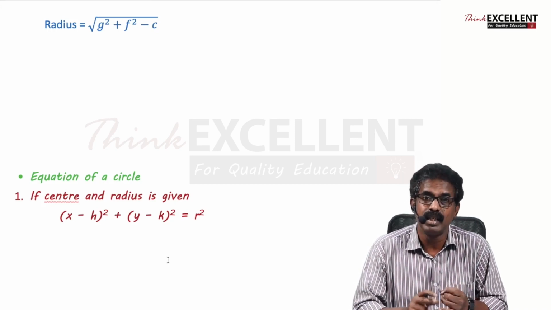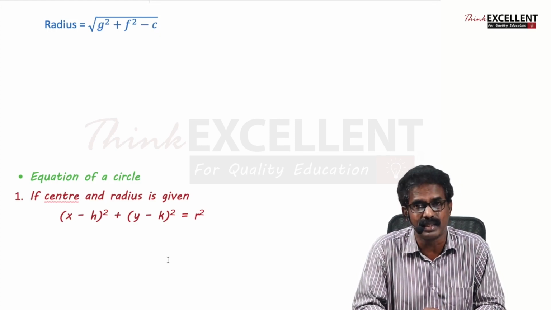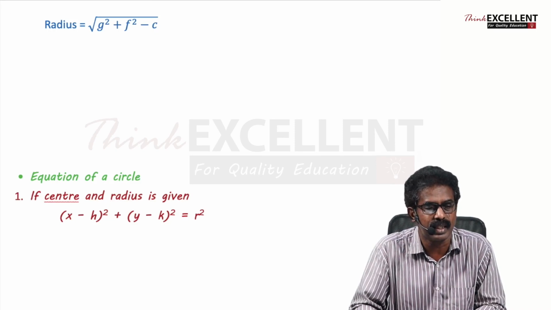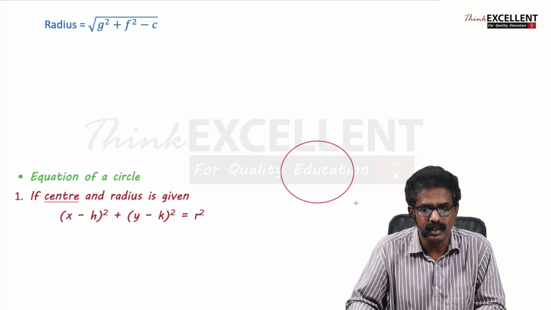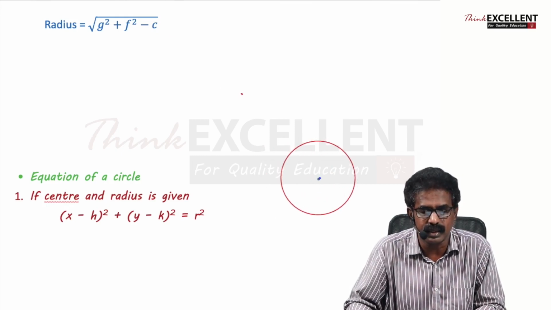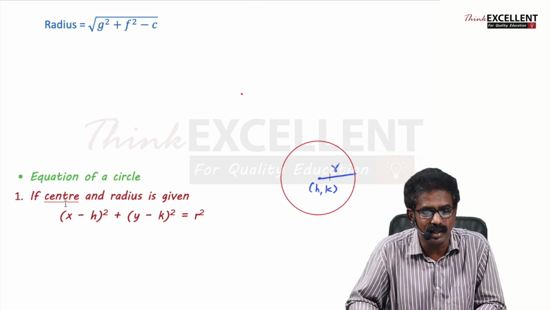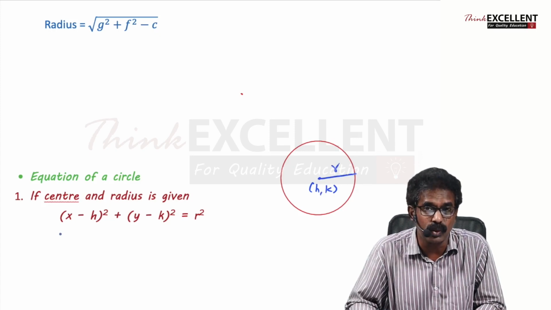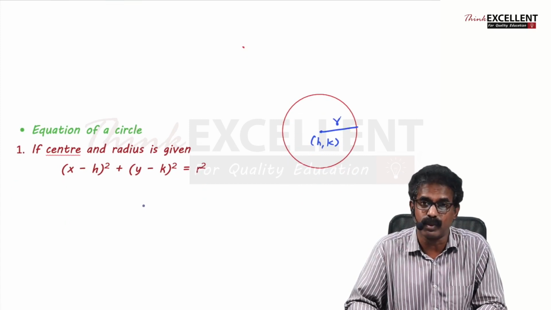In the first case, they give center and radius. Suppose for a circle, I am taking the center, say this is the center, h comma k, and the radius is r units. If you know center and radius, then the formula is x minus h the whole square plus y minus k the whole square equal to r square.